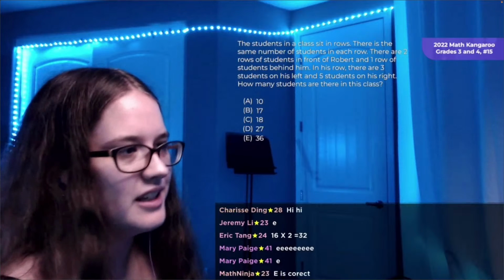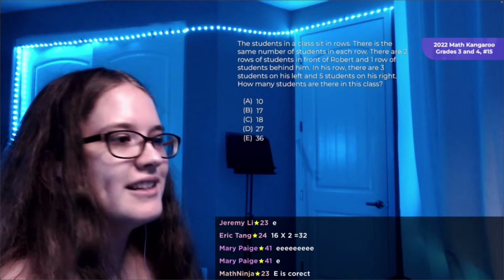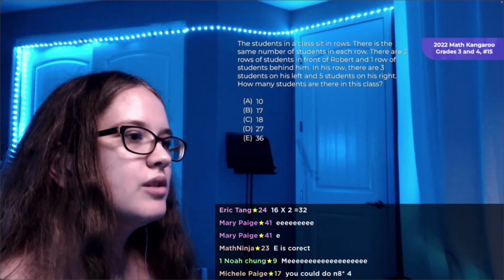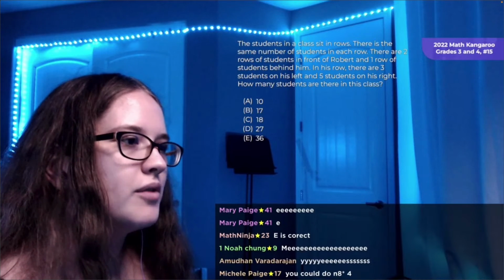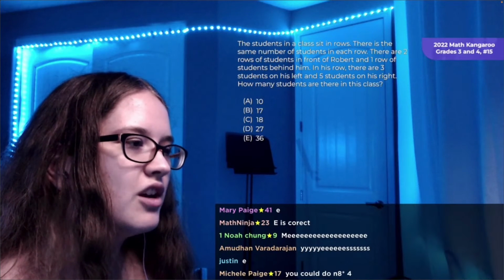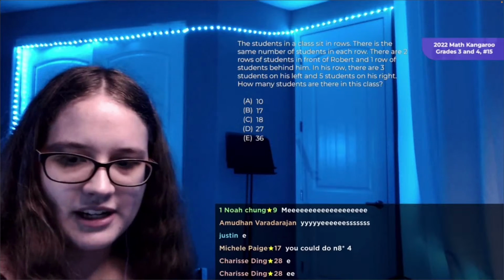but let's look at one way we can do this next one. So the students in a class sit in rows. There is the same number of students in each row. There are 2 rows of students in front of Robert and 1 row of students behind him. In his row, there are 3 on his left and 5 on his right. How many are in the class?